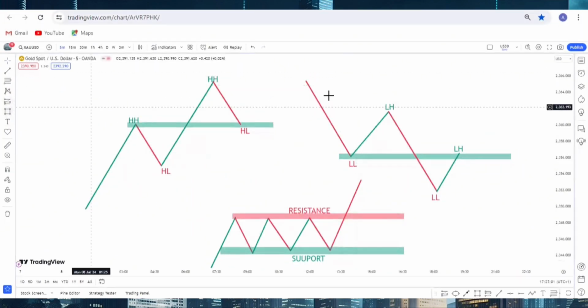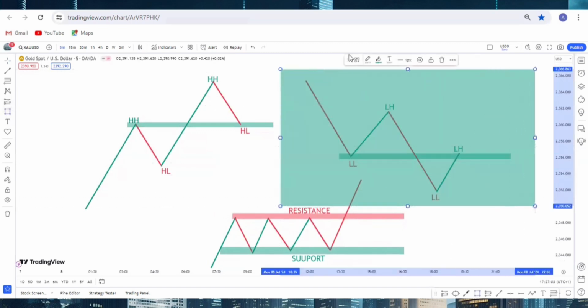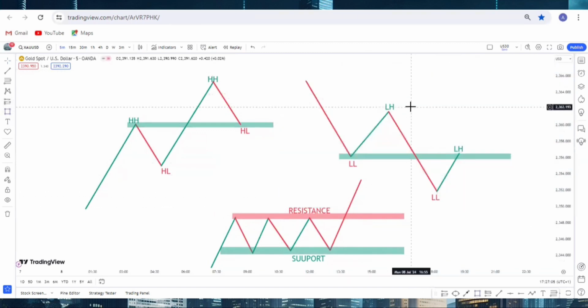Now, take a look at this other picture here. What do we have here? We have the market going to the downside, which is on a bearish move. We have lower lows and lower highs here.